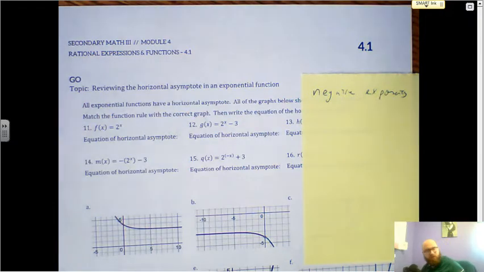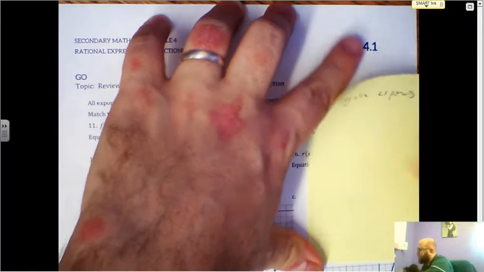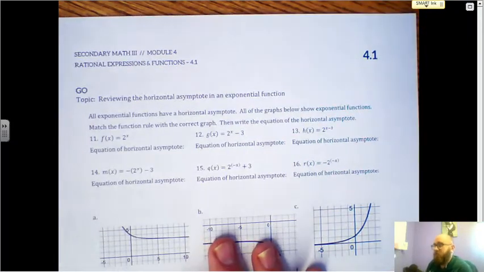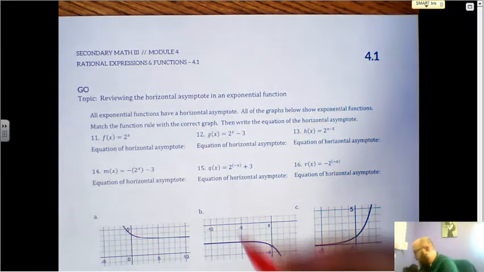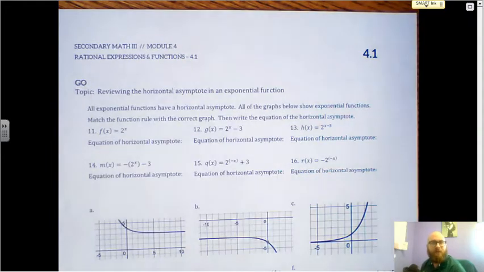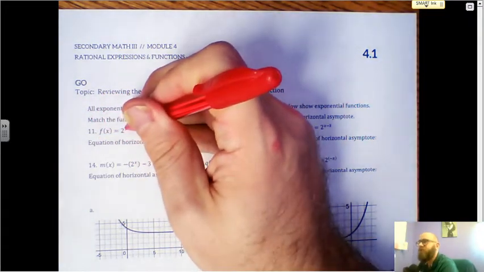Ooh, negative exponents. Why did I write that note? Well, we'll find out. So here it's asking us to review exponential functions. And it wants us to match them and then write the equation of the horizontal asymptote. So let's start with the basic one, which happens to be number 11. It's just f of x equals 2 to the x.